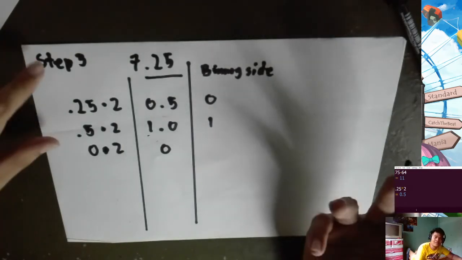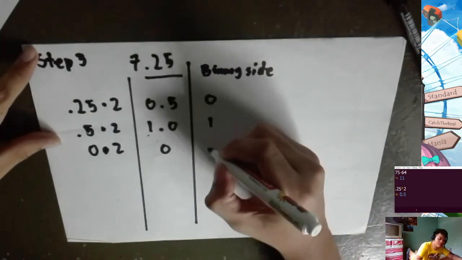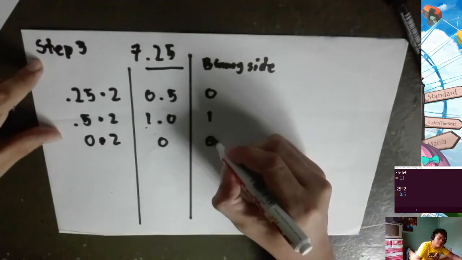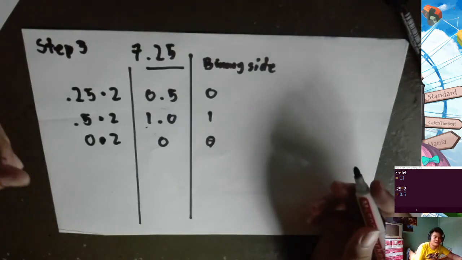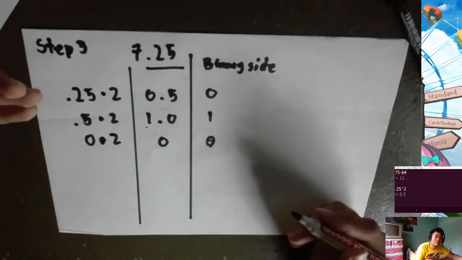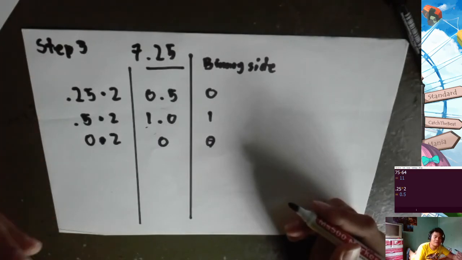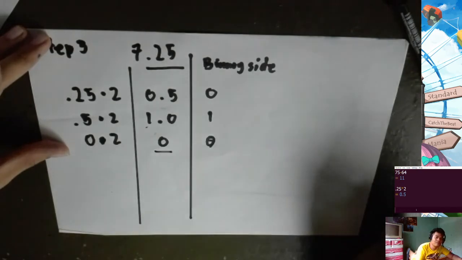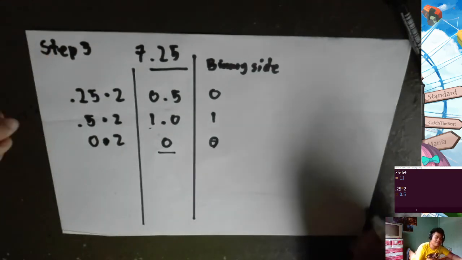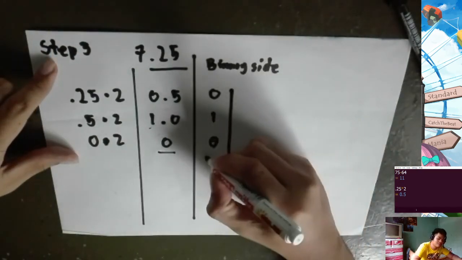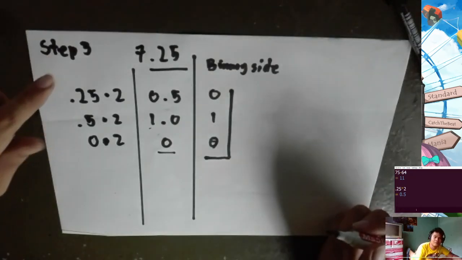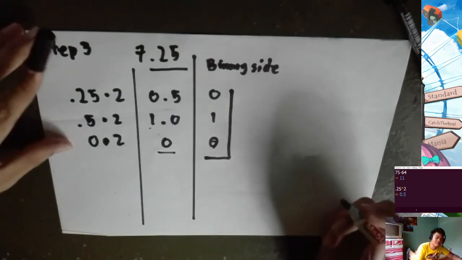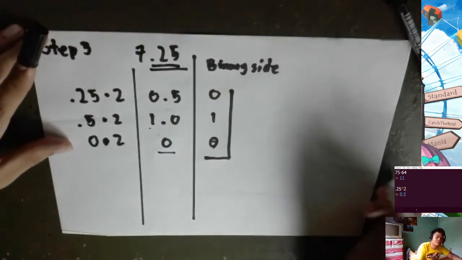And now we have met our condition. Let me put 0 here just to make things clear. The condition is that you only stop multiplying when you reach the number 0. So we have reached 0, and we're going to stop here. And these numbers are our binary numbers that represent the decimal 0.25.